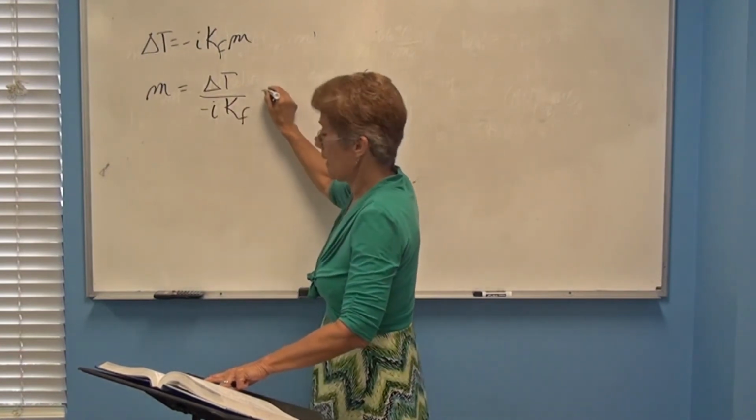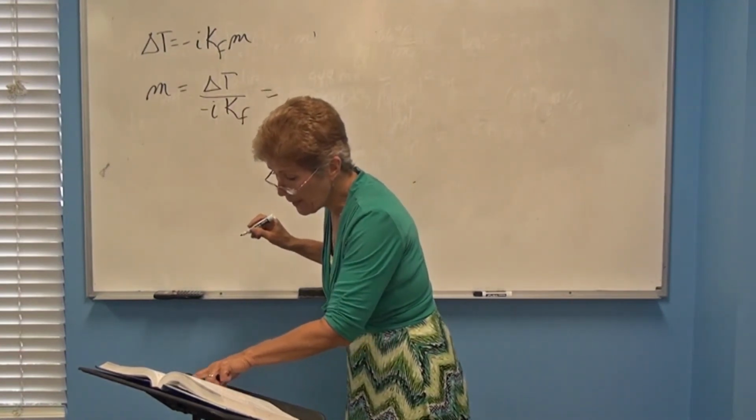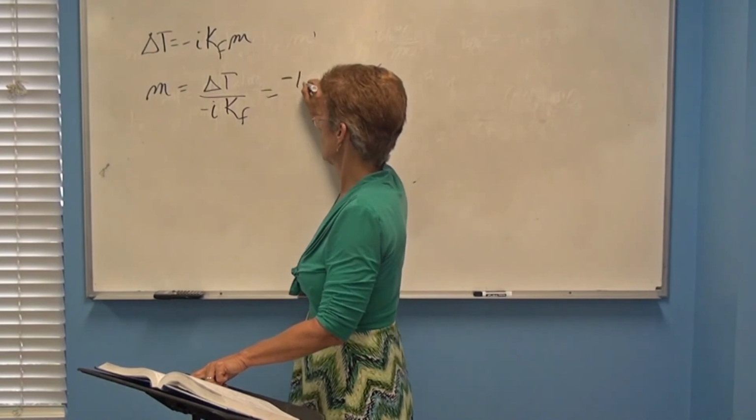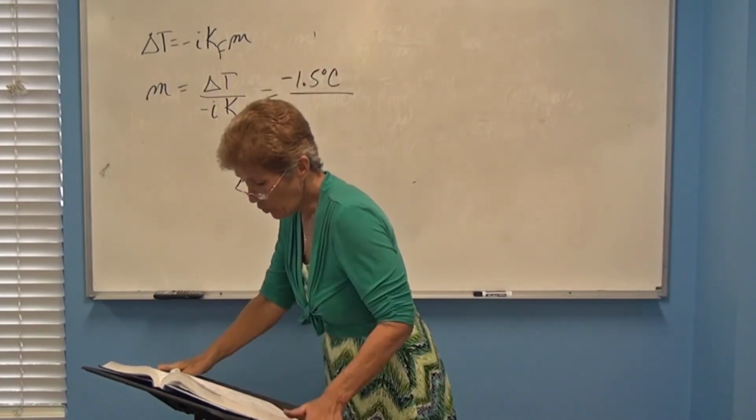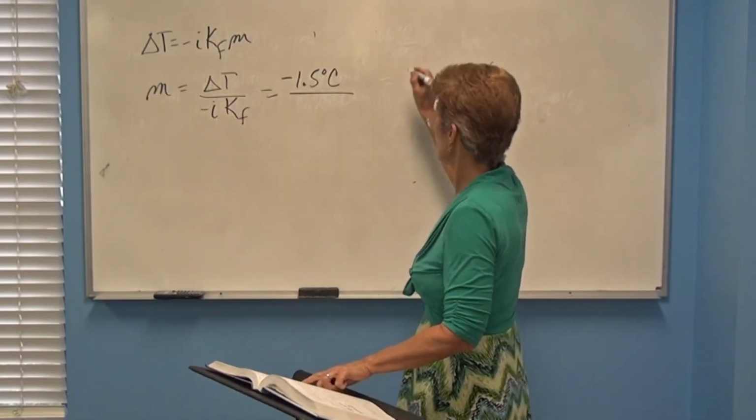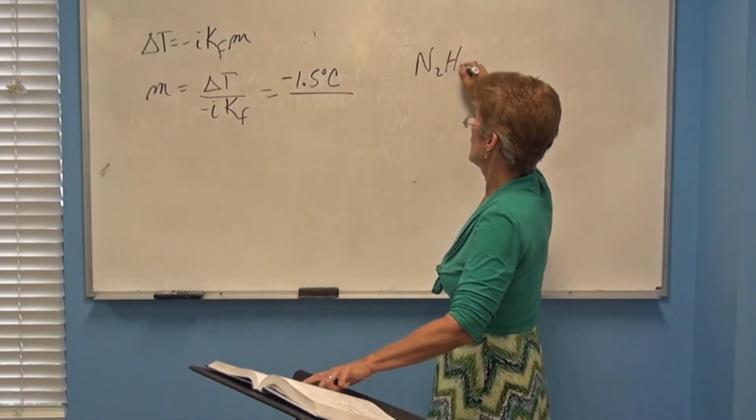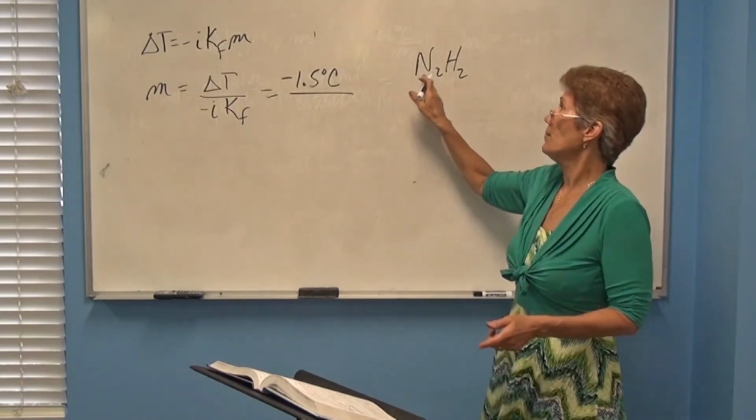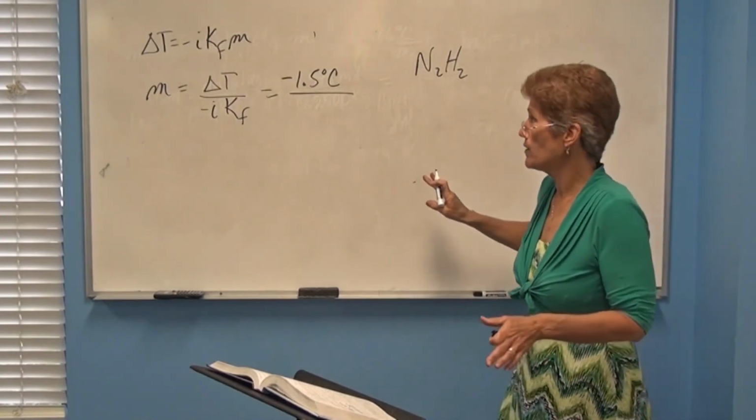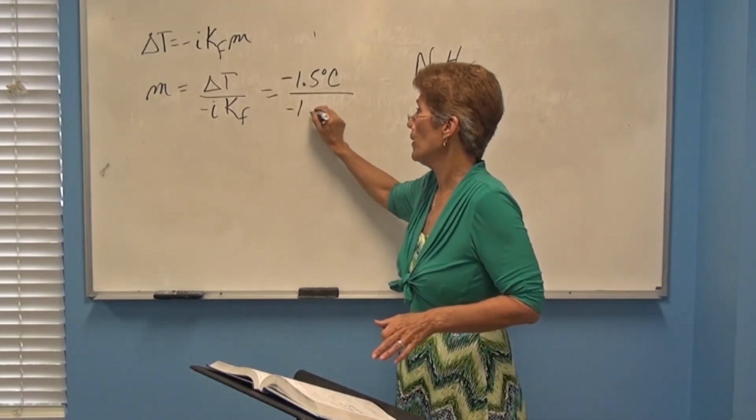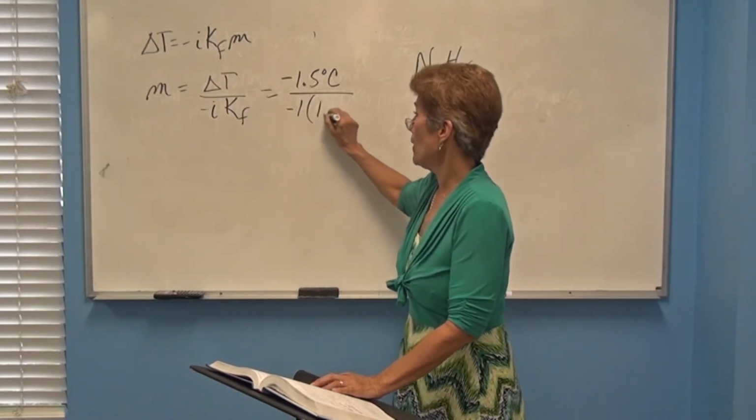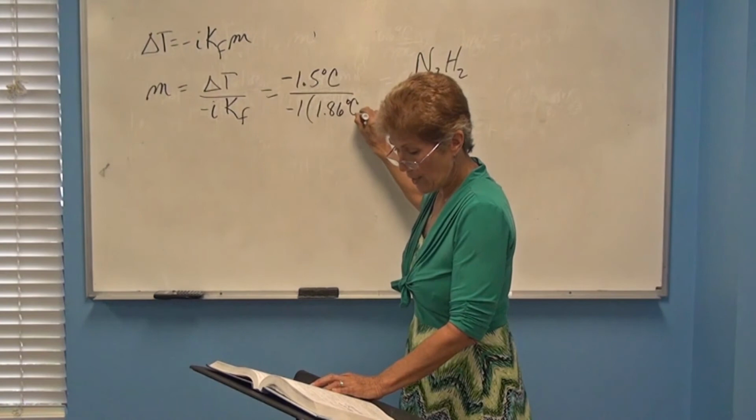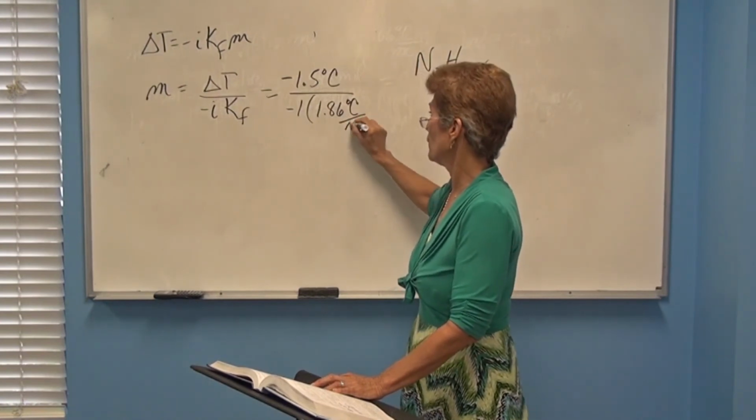Okay, and now I'm going to start trying to plug in. I'm told that the change in temperature is negative 1.5 degrees Celsius. I'm told we're using N2H2. I want you to notice this is a nonmetal and a nonmetal. There are no ions involved. So i is negative 1. The Kf is given to us as 1.86 degrees Celsius per mole.